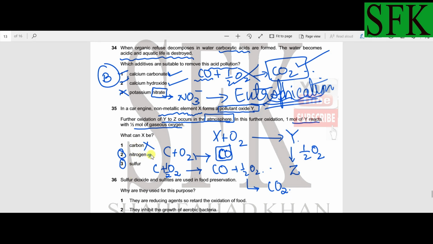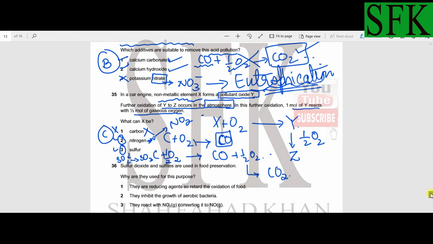Nitrogen first forms nitric oxide and then nitric oxide quickly converts into nitrogen dioxide. Sulfur also forms sulfur dioxide and it is then oxidized to sulfur trioxide in the atmosphere. So 2 and 3 are correct, but 1 is not correct. So C is the correct option.